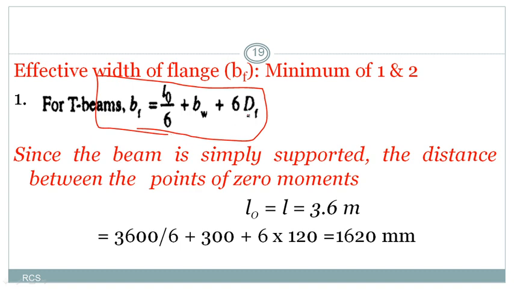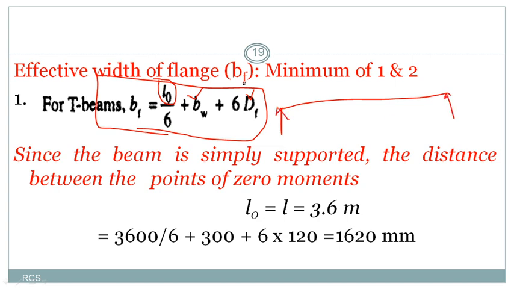For the monolithic T-beam, the code gives the effective width of the flange as BF = L0/6 + BW + 6 DF. You know what BW is and you know what DF is. Then what is this L0? L0 is, as we discussed in our last class, the distance between the two zero bending moment points. We get the zero bending moment points as we are analyzing a simply supported T-beam, right?